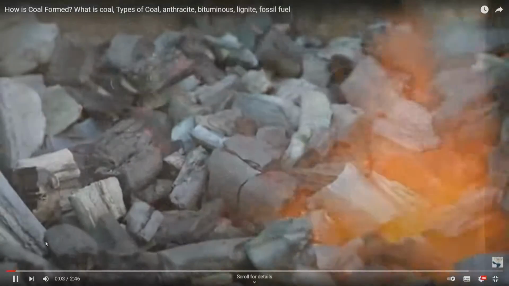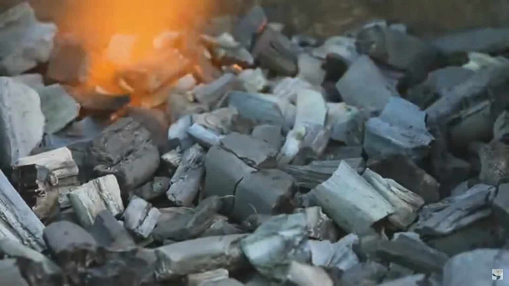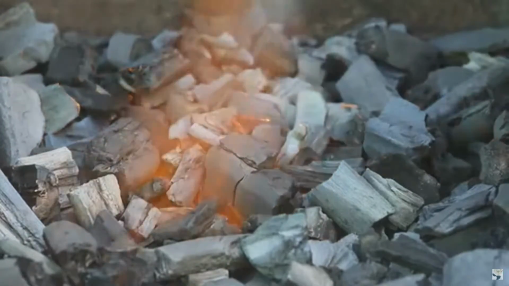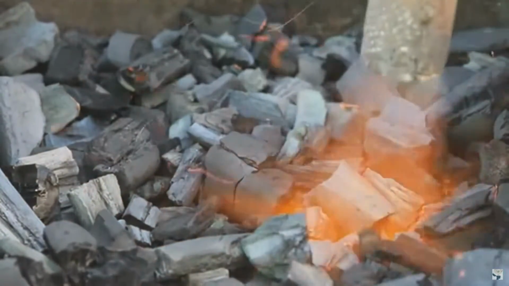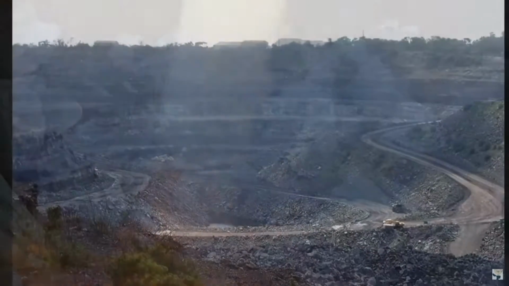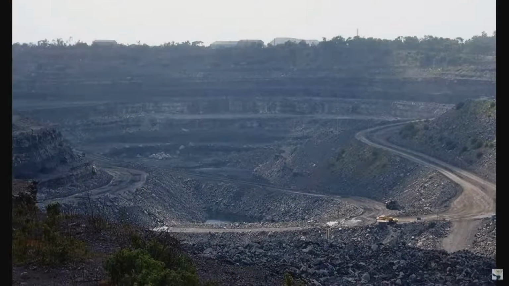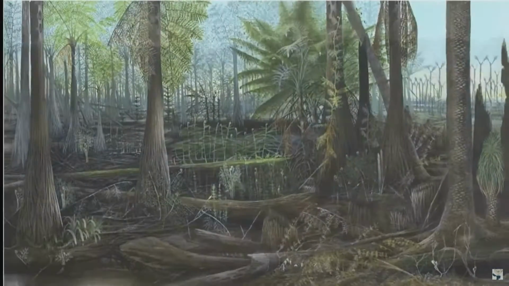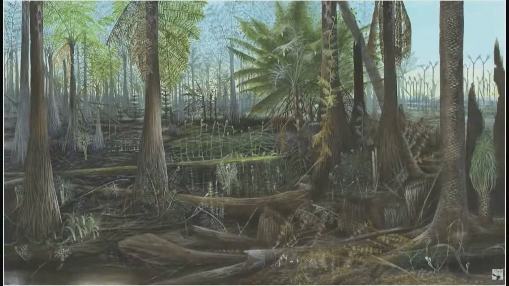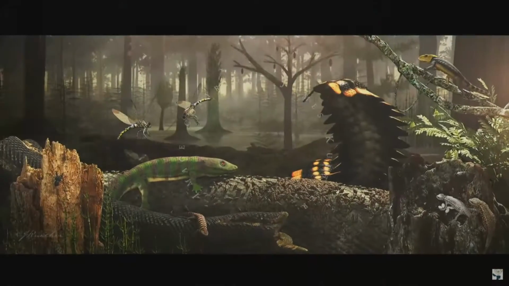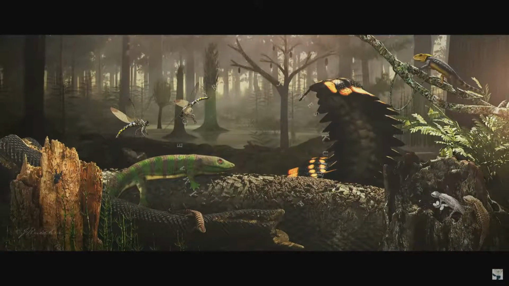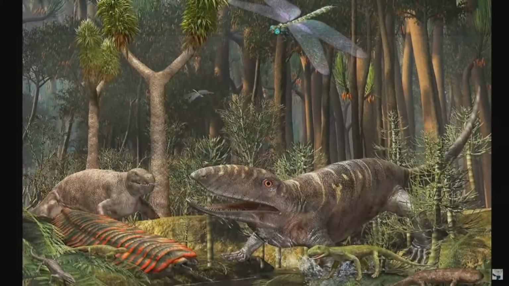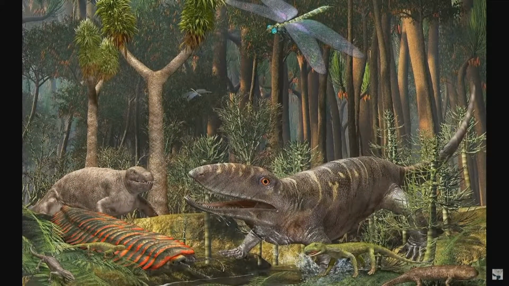Coal is a solid, black, readily combustible fossil fuel that contains a large amount of carbon-based material. The formation of coal takes a few million years. The first coal-bearing rock units appeared around 290 to 360 million years ago during the Carboniferous or coal-bearing period.